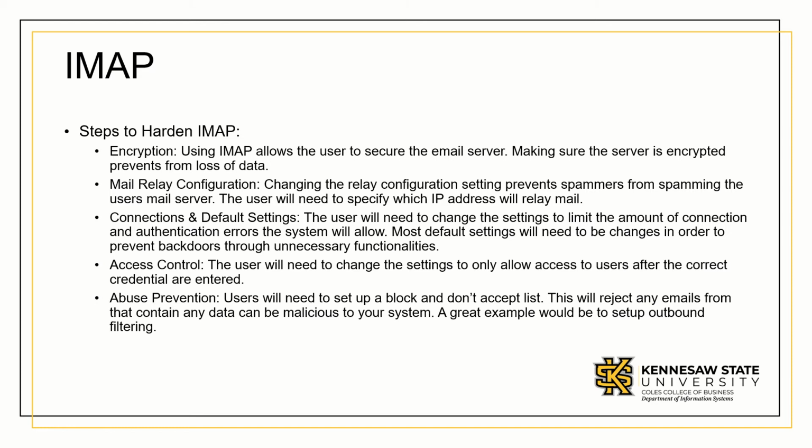So to harden IMAP, you would need to use encryption. Using encryption allows the user to secure the emails and secure the email server, making sure the server is encrypted. Making sure that the server is encrypted prevents loss of data. Mail relay configuration: changing the relay configuration setting prevents spammers from spamming the user mail server. The user will need to specify which IP address will relay mail.